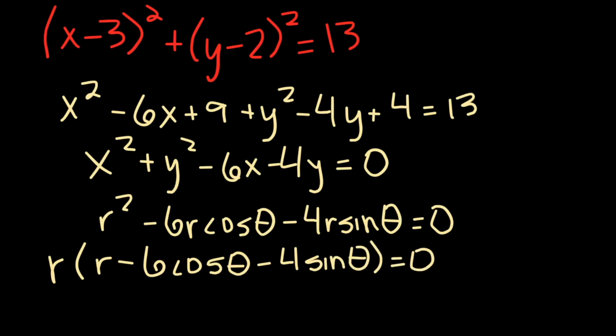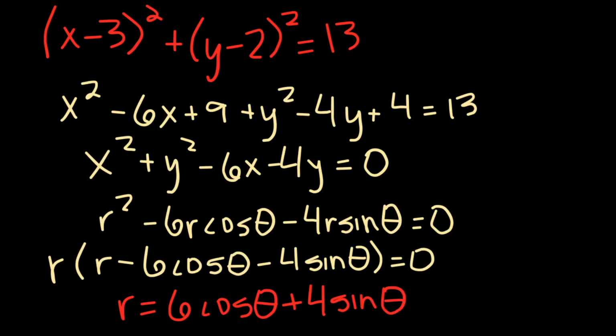equals 0. Now in this case, r can equal 0, or the other factor, r minus 6 cosine theta minus 4 sine theta, can equal 0, which is what we're going to go with since we're assuming that the radius is not going to be 0. So this can be simplified to r equals 6 cosine theta plus 4 sine theta, since to isolate r, we have to add both the cosine and sine terms to the other side.